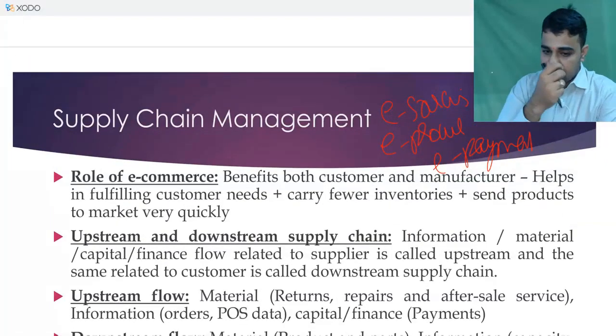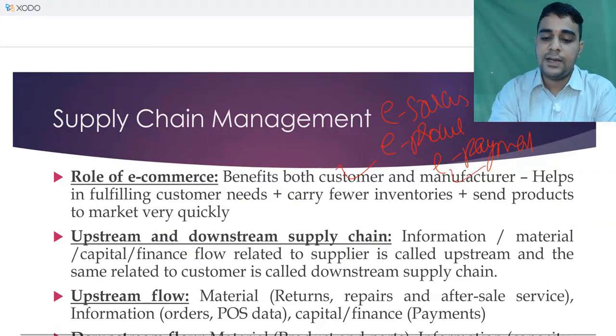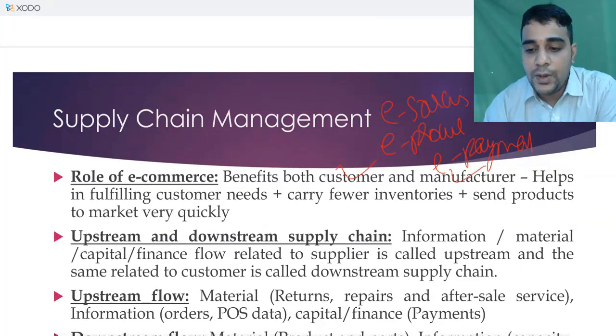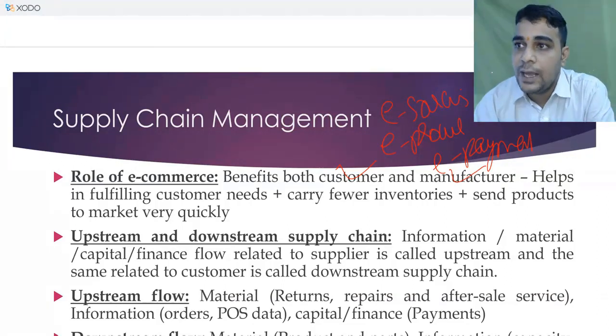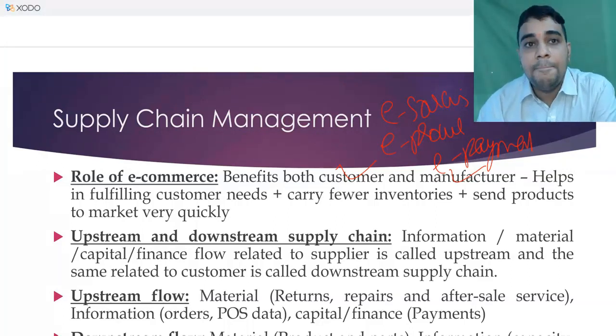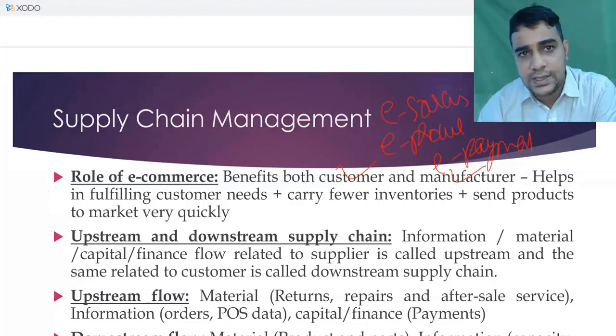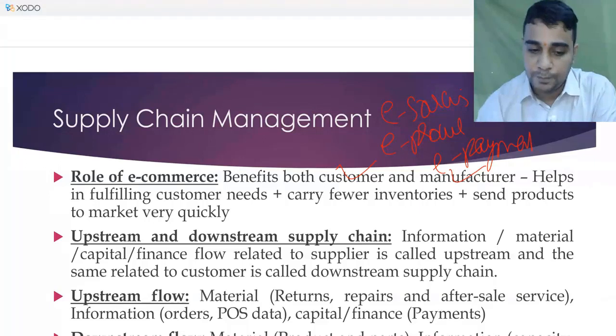The role of e-commerce benefits both customer and manufacturer. How does the customer get help? The customer now gets a wide variety, multiple suppliers, and has the option of buying from multiple suppliers. The manufacturer is able to expand the market quickly. Earlier he was selling only in South India. Now he is able to sell in south, north, west, east. He can even move outside the country also. That is from a manufacturer's point of view.